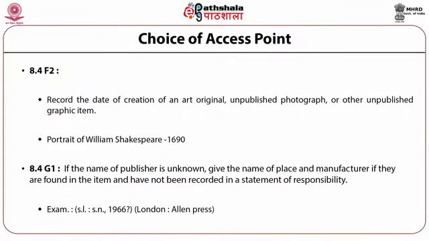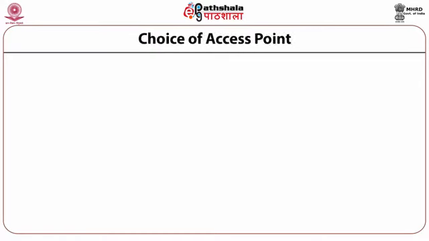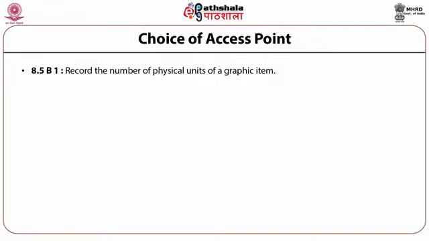Then comes your 8.4F2, that is to record the date of creation of an original. So when the original is created, that is, whether unpublished photograph or unpublished graphic items. If it is unpublished, then you can give the date of creation, otherwise it is not necessary at all. Then the question of 8.5b: as you know, 8.5b is the physical description in all the cases. So I am giving a simple example.